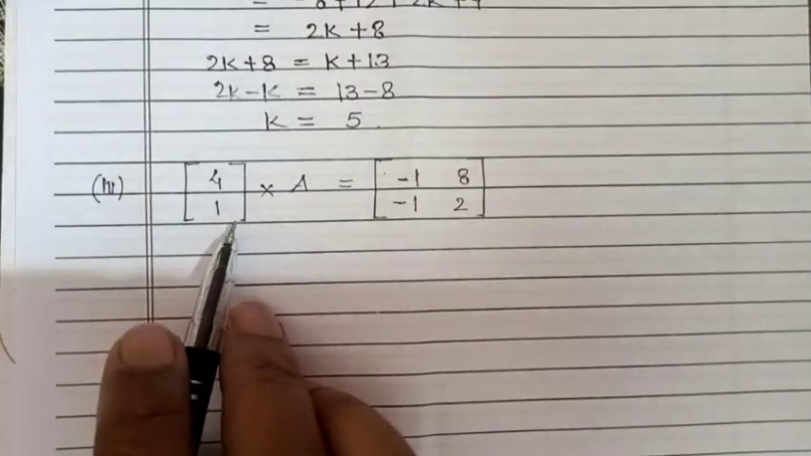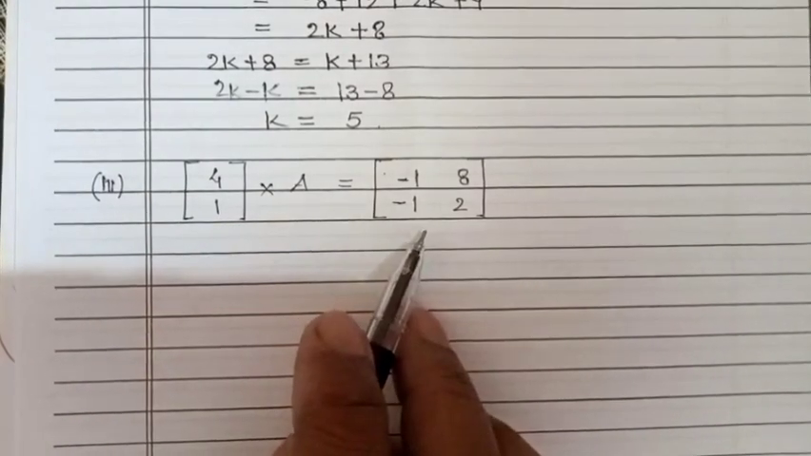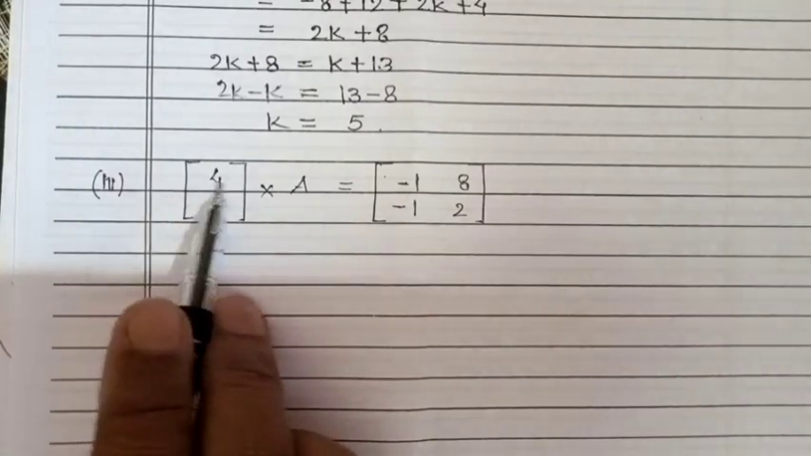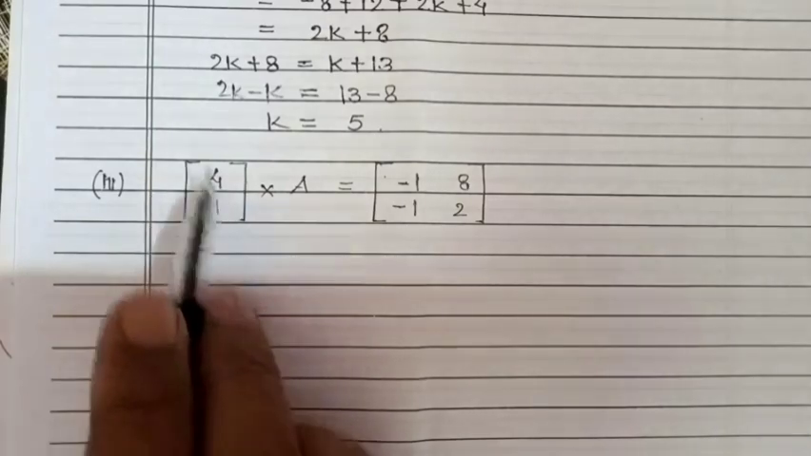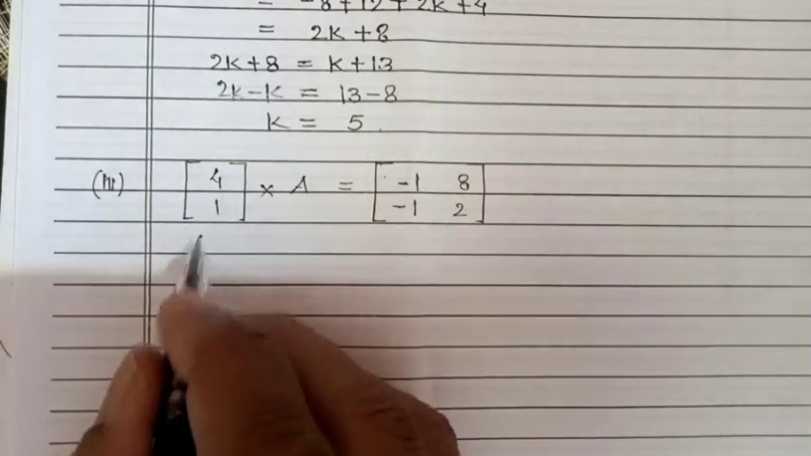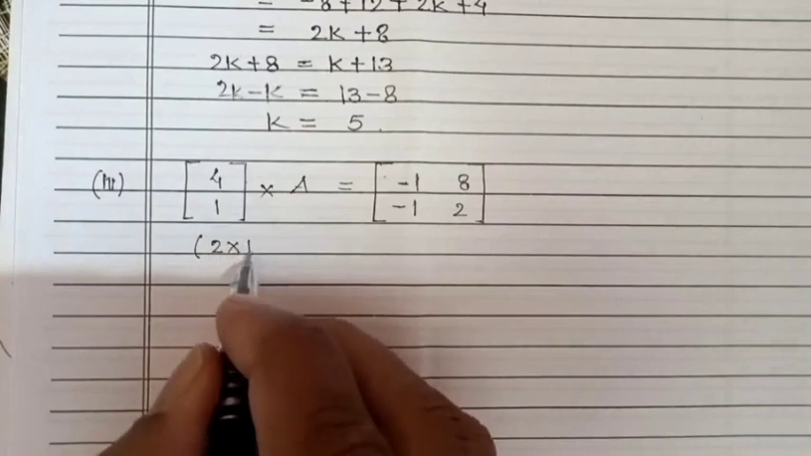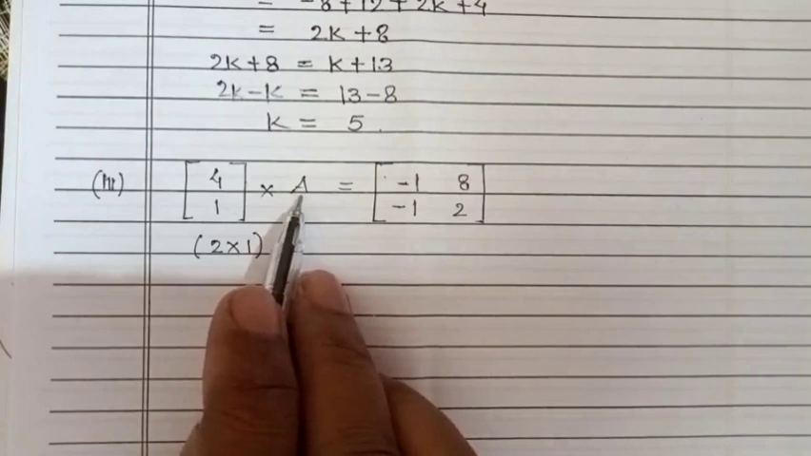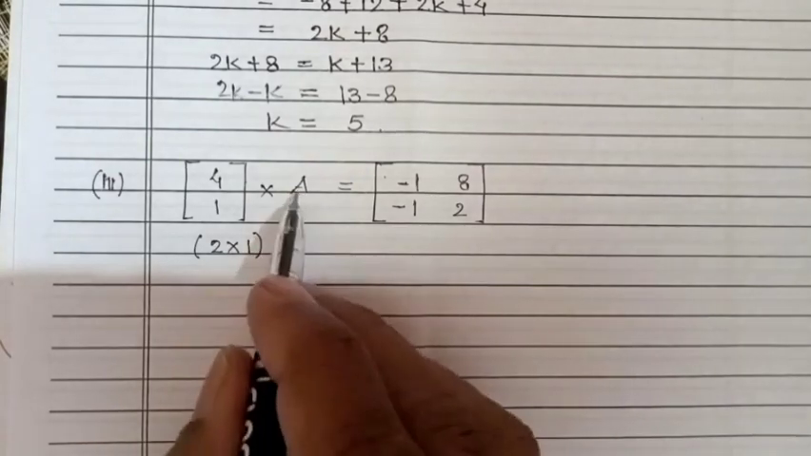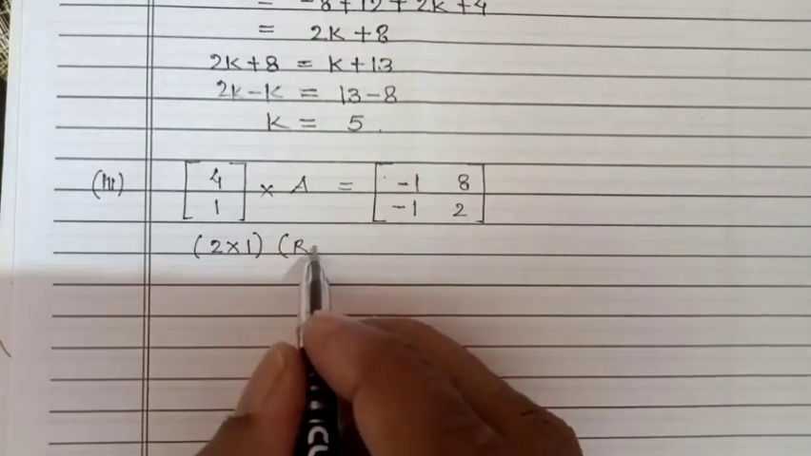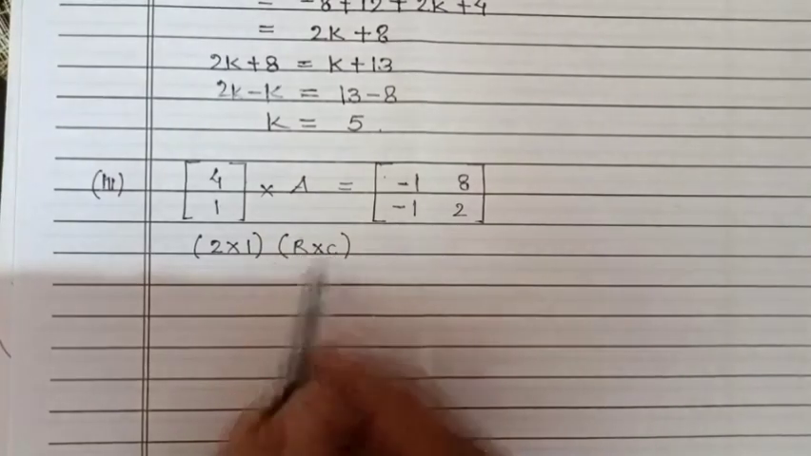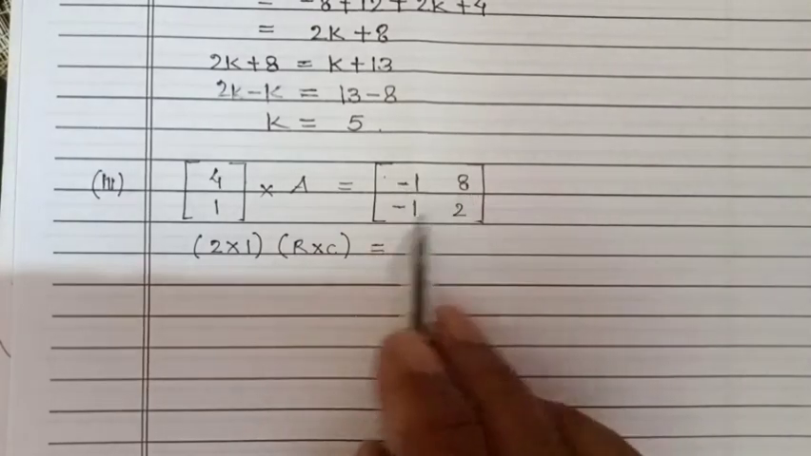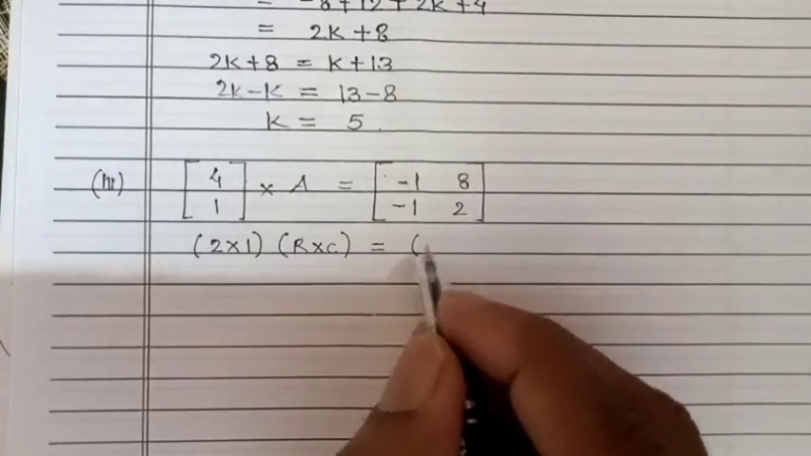Now what you will do, first of all you will write the order of these matrices. Now the first matrix which is known to you, its order will be, now this matrix is having 2 rows, 2 horizontal lines and 1 vertical line, so the order of this matrix is 2 cross 1, right? Now this matrix, you have to find the order of matrix A. It is unknown to us, so you can write the order of A as R cross C, that is row cross column. On the right side you have the matrix with the order 2 rows 2 columns, that is 2 cross 2.